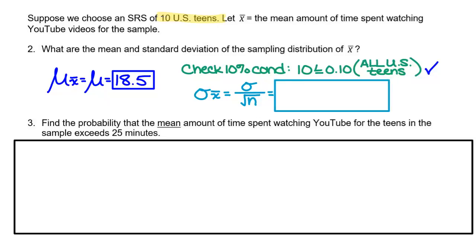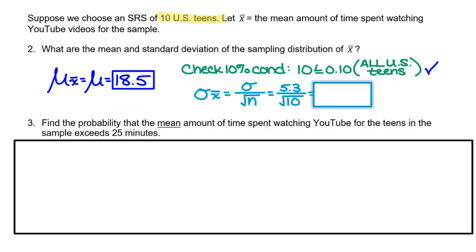So we're going to do the standard deviation of X bar equals the standard deviation of the population over the square root of n. What was the standard deviation for the population again? 5.3 over the square root of 10. And that gives us a standard deviation of what? Where'd you get the 5.3? 5.3 is the population standard deviation. That's sigma. Oh, okay. Got it. 1.676.